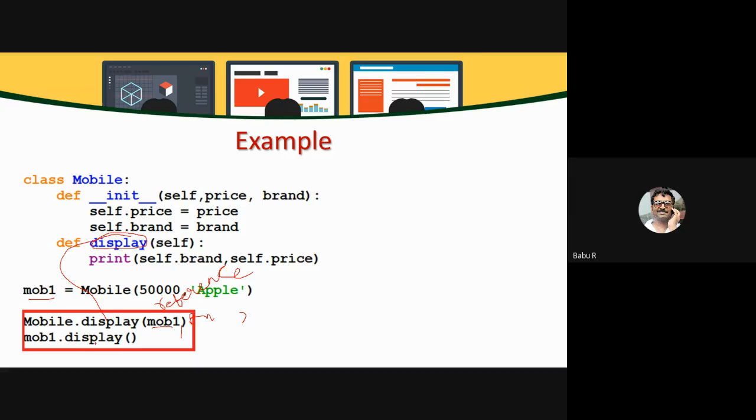Mobile one dot display. Both are valid syntax. Either you can go by the first method or the second method. The second method is just reference name dot display. The first method is class name dot display of, inside which you give the reference variable, comma, parameters, if any, to be passed. Both will print the same value: Apple 50,000, Apple 50,000.